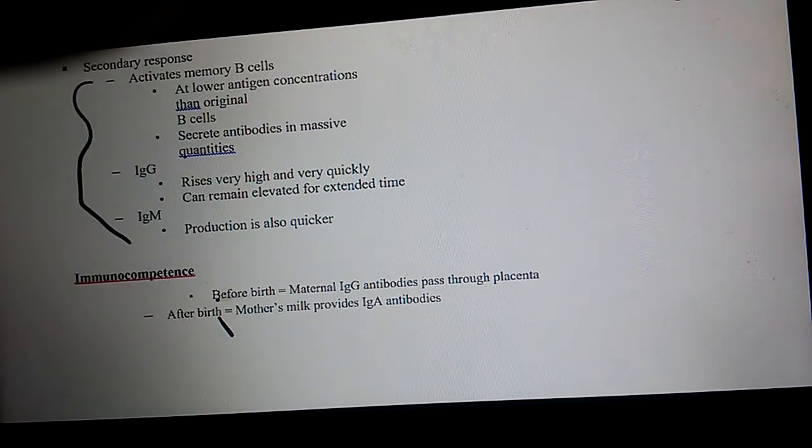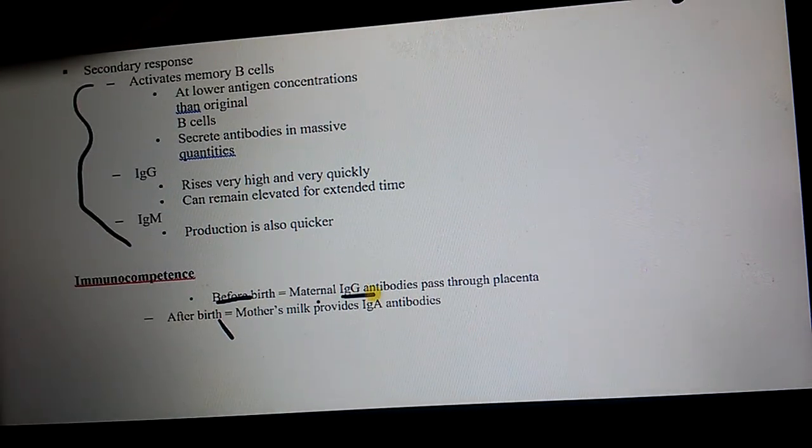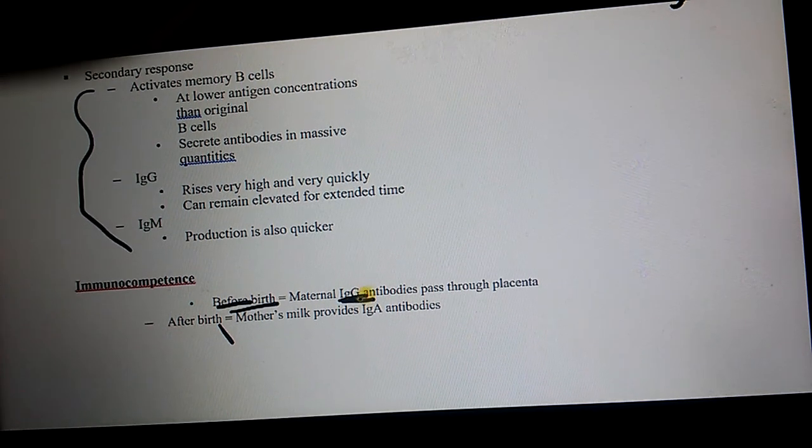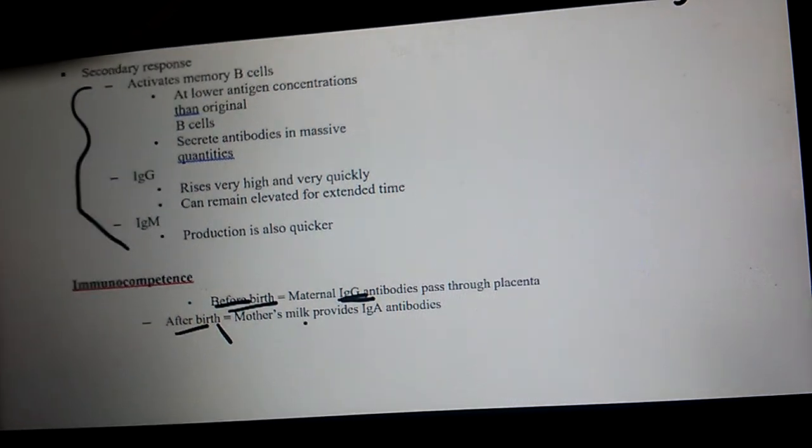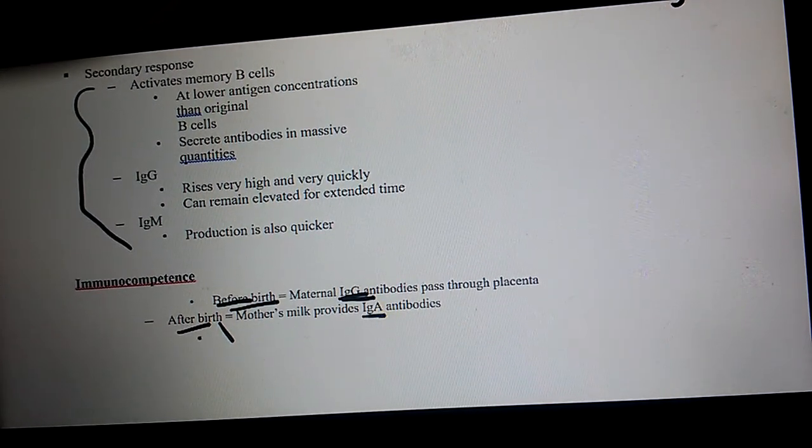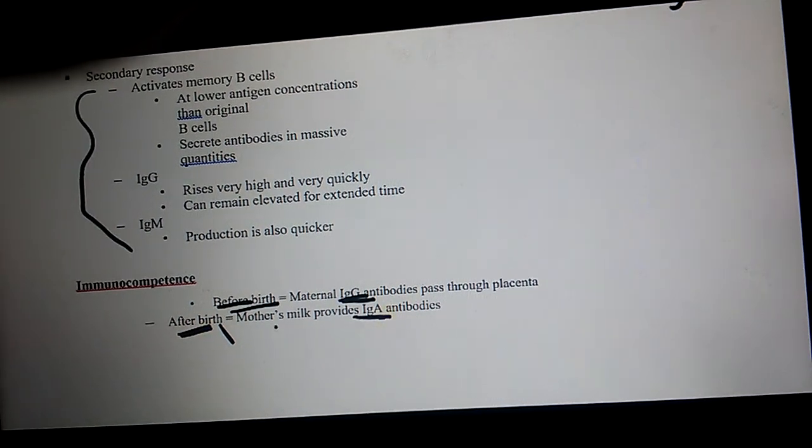Now, before birth, does the mother have IgG antibodies? Yes. After birth, does the mother have IgA? Yes. After birth, the mother has what? IgA, found in the milk.